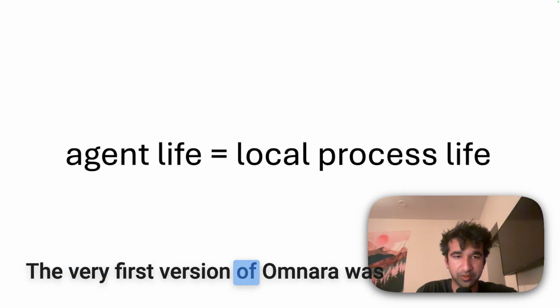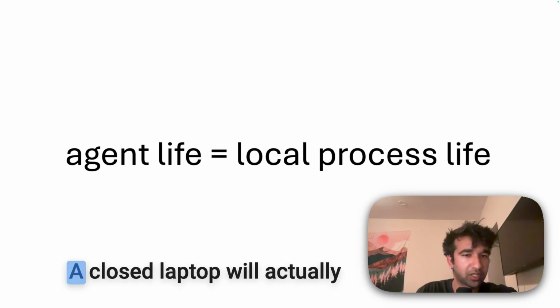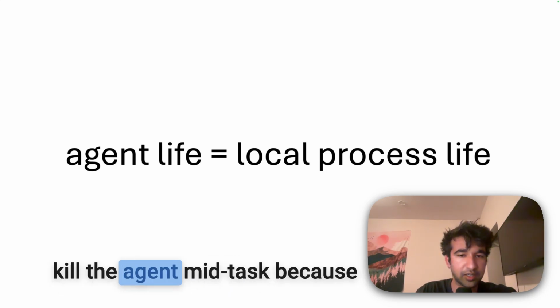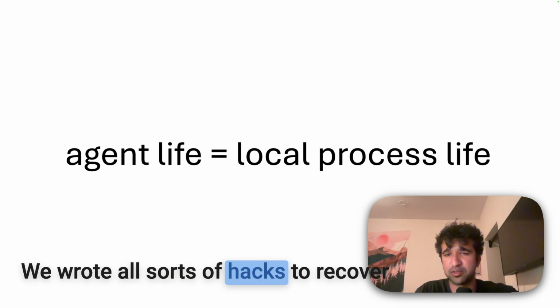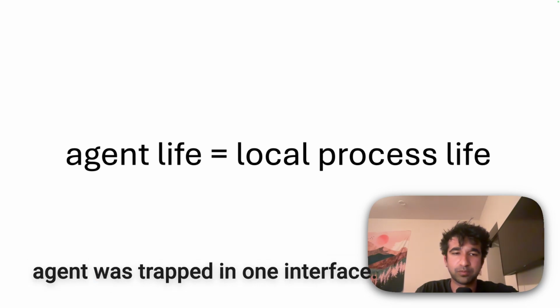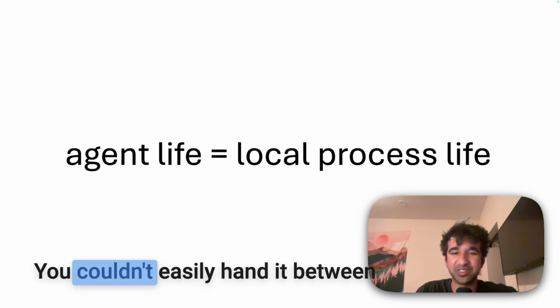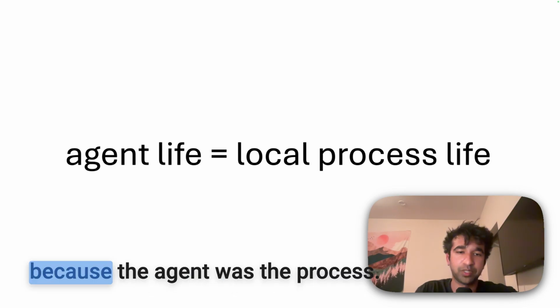The very first version of Omnara was a remote control for your agents from your phone, and this architecture constantly caused headaches. A closed laptop will actually kill the agent mid-task because it's literally just a process. We wrote all sorts of hacks to recover that agent, but by and large, the agent was trapped in one interface. You couldn't easily hand it between machines or give it to another teammate because the agent was the process.